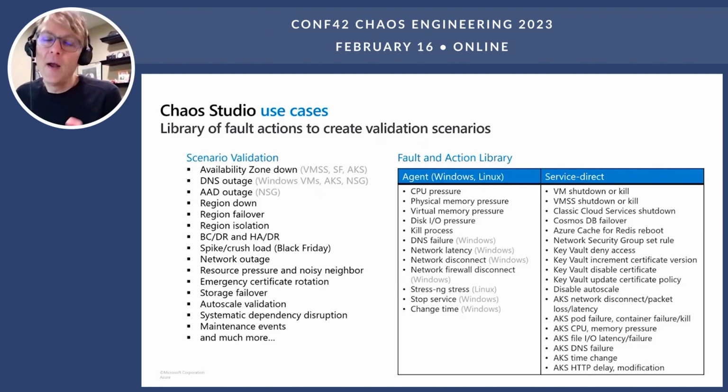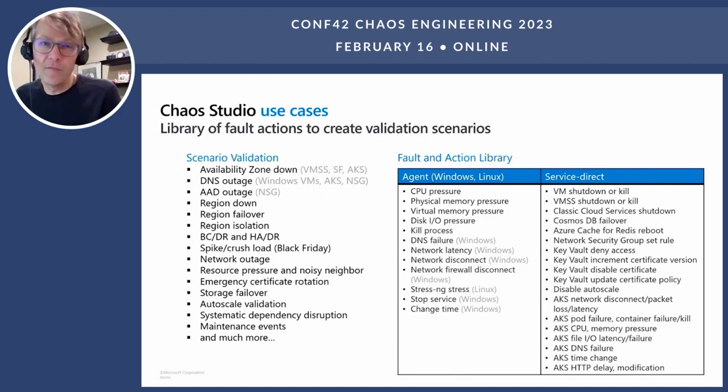Chaos Studio today has faults that help you validate these scenarios in fairly comprehensive but somewhat limited ways. Over time, and by the time we go general availability, we want to have much more robust capabilities to do a full availability zone down exercise.